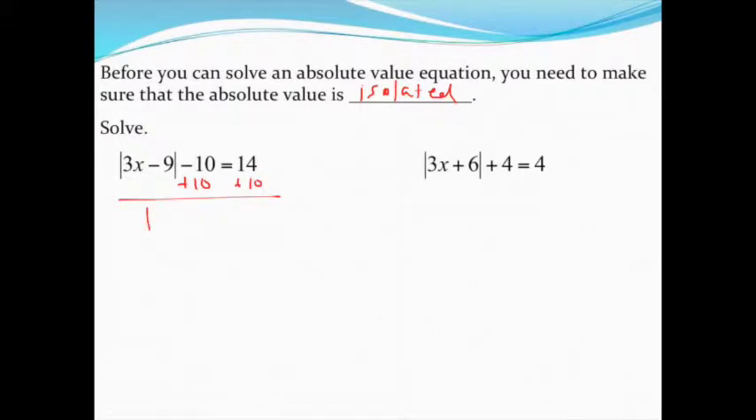A little bit of absolute value humor. My class didn't laugh at it either.